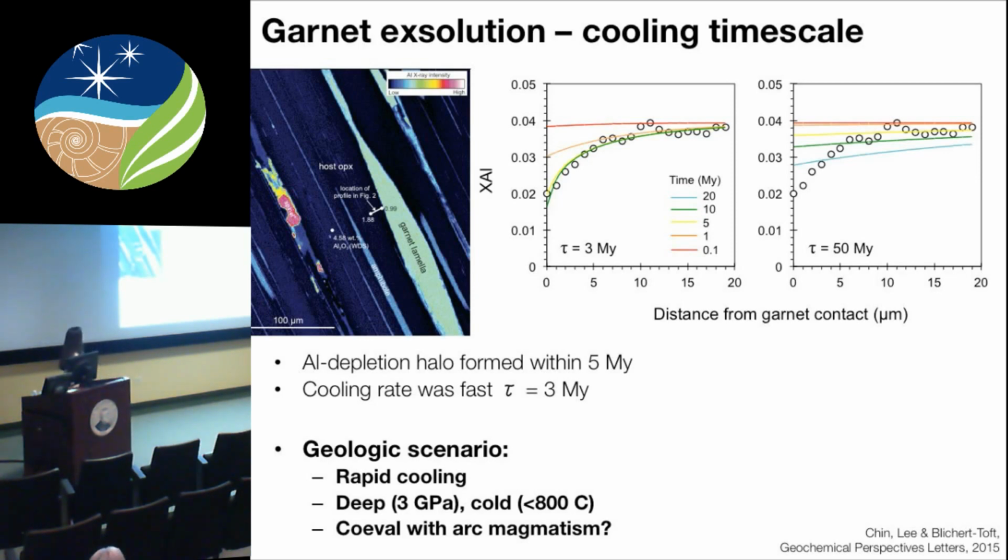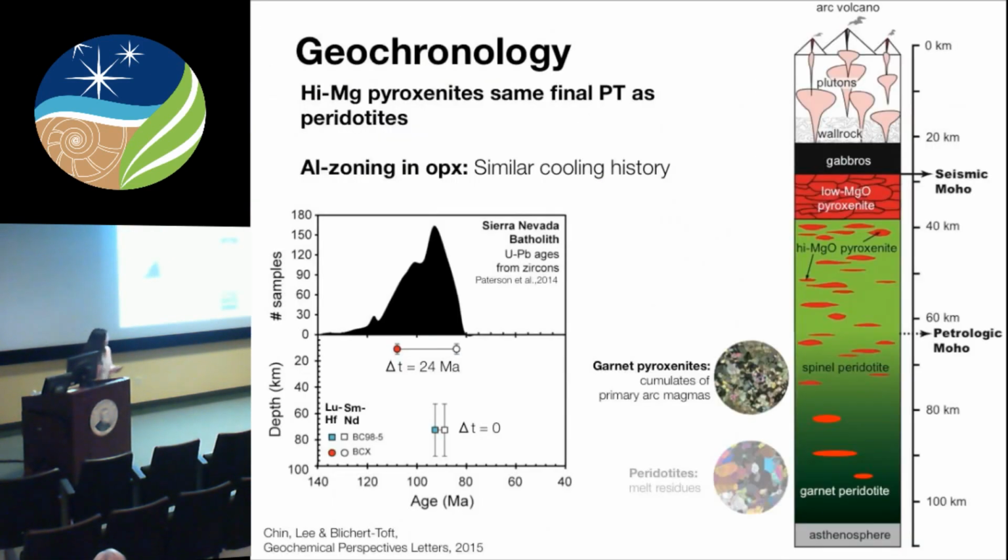So we need a scenario geologically that explains this rapid cooling, and it has to occur deep and at cold temperatures. But we also don't know whether this cooling was coeval with demagnetism. And we don't have any age constraints because it could have happened during the eruption, which was far after the subduction happened. So in order to address that, we did some geochronology on pyroxenites.